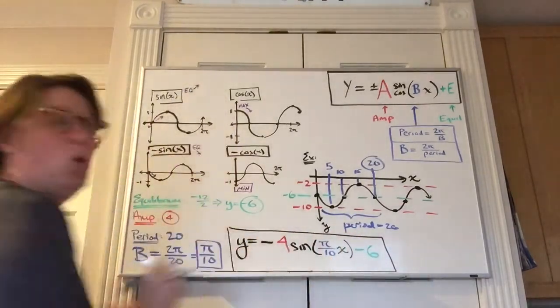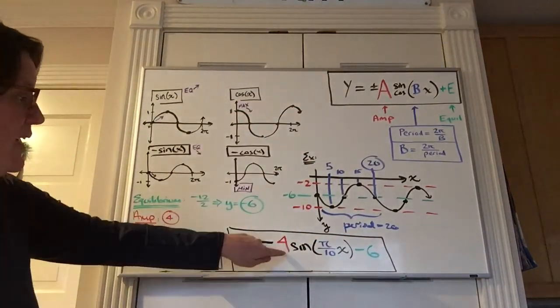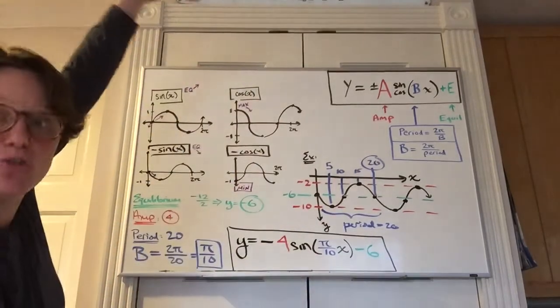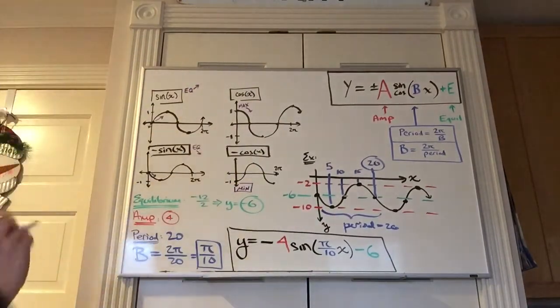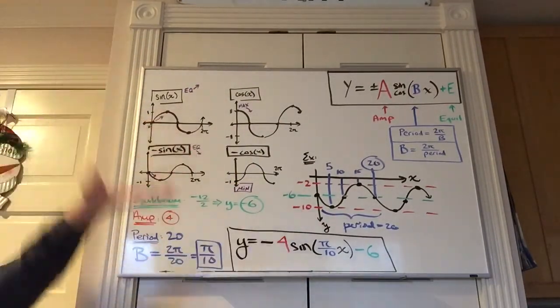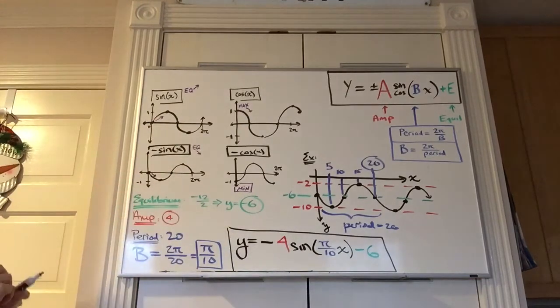The graph has a vertical shift of -6. That's what moved the whole middle of the graph down to -6. It has a vertical stretch of 4. That's why the graph stretches 4 away from the middle. The fact that there's a negative means the whole graph flipped upside down, so it's going from equilibrium downwards. And then the pi over 10 came from the fact that the period was 20.